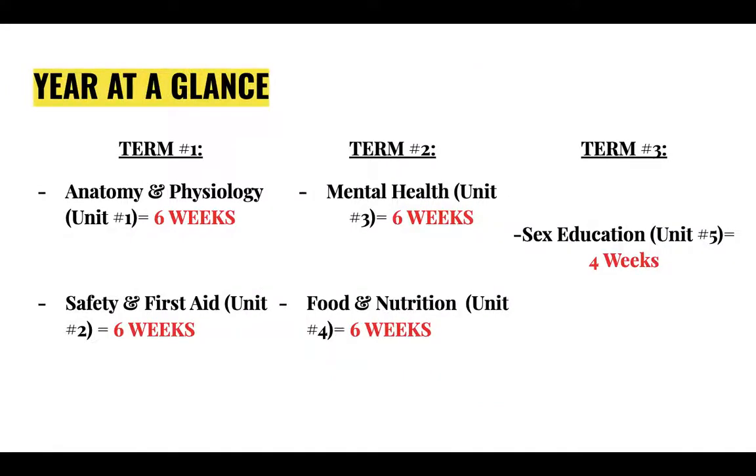At a glance, this is what it looks like. We're a three-term system. In the first term, students are going to be learning anatomy and physiology for 6 weeks and safety and first aid for 6 weeks. Then in the second term, they have mental health and food and nutrition for 6 weeks apiece. And for that third term, it's sex education.